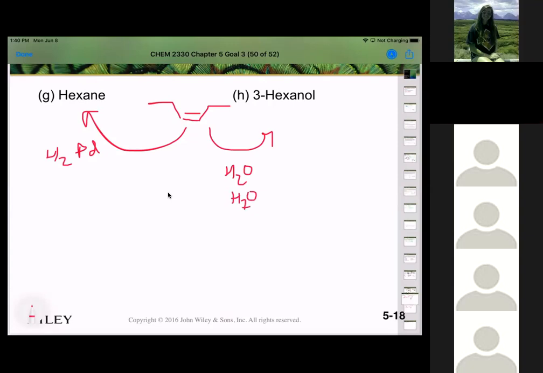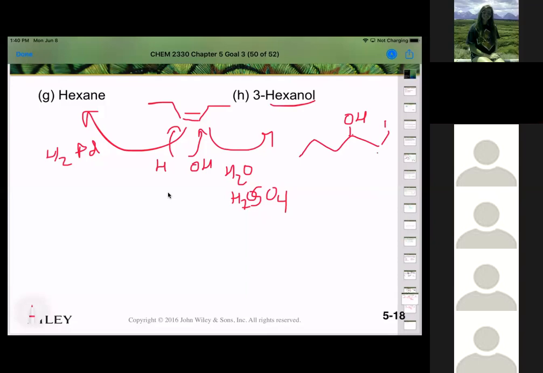Now, why can we use just the water and acid for this one right here? Because it doesn't matter which side the hydrogen adds to, we're going to get a secondary carbocation. And so that secondary carbocation is not going to move because there's no way to make a tertiary carbocation. So that means the hydrogen is going to go on one side and the OH is going to go on the other, giving us our final product, 3-hexanol.